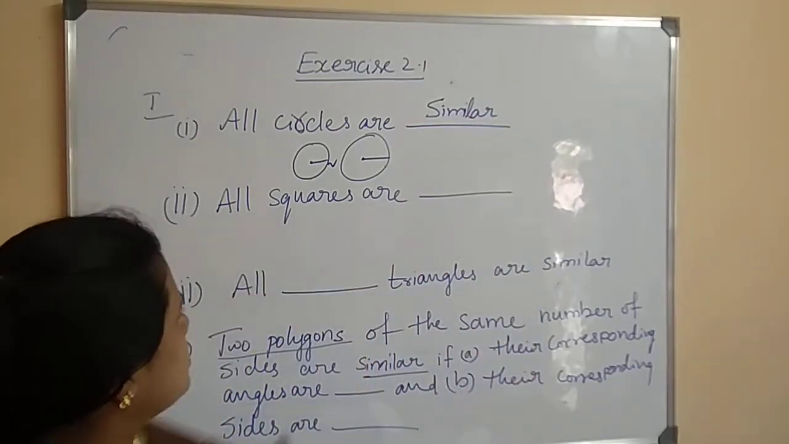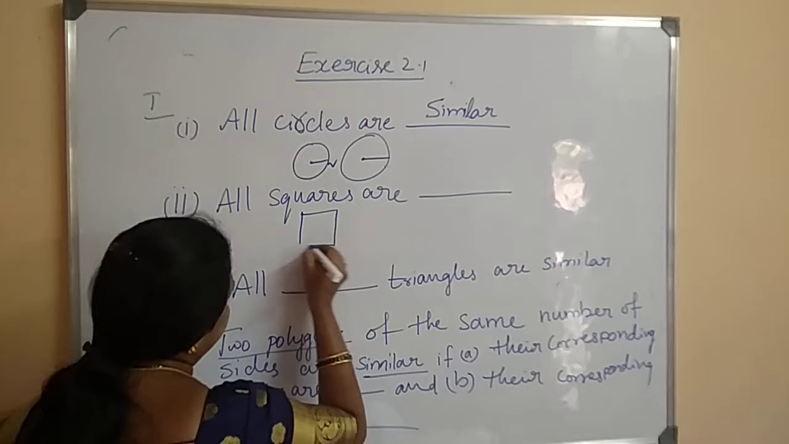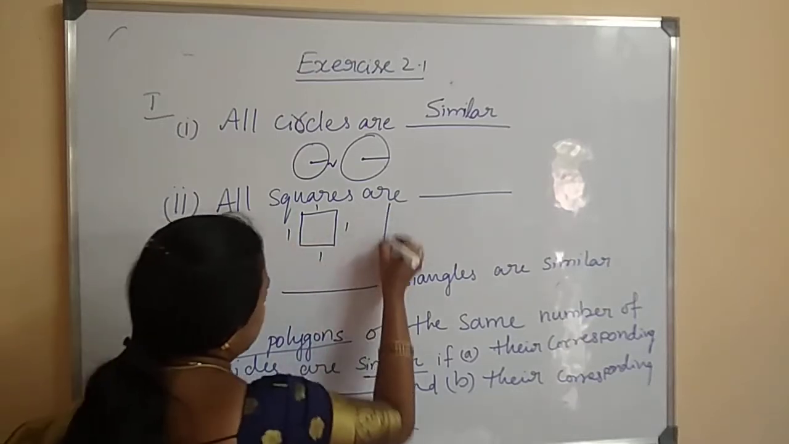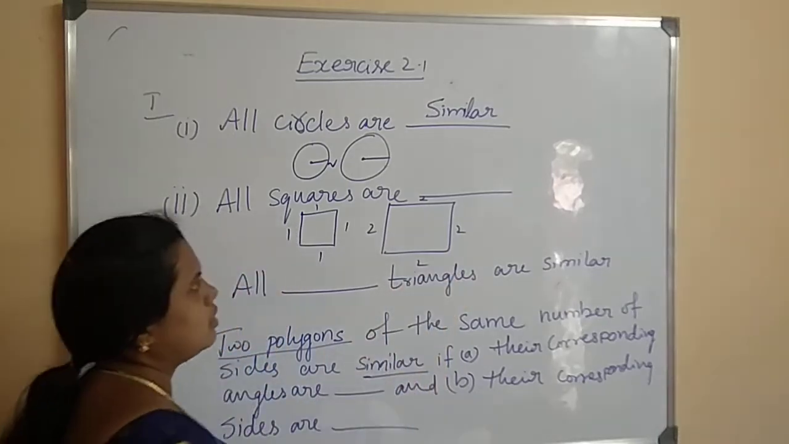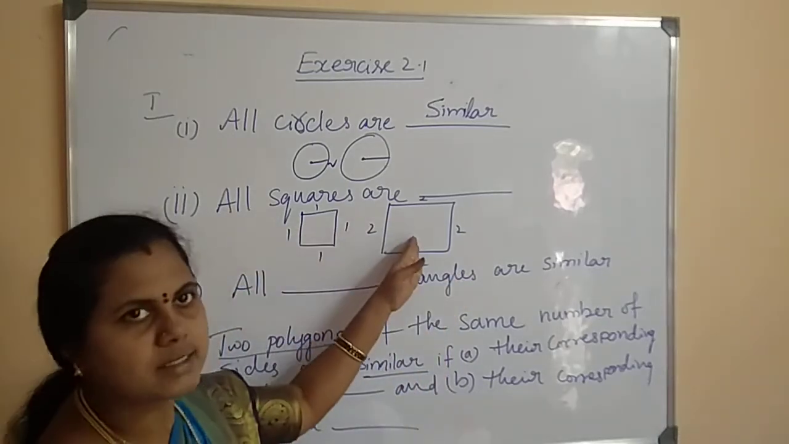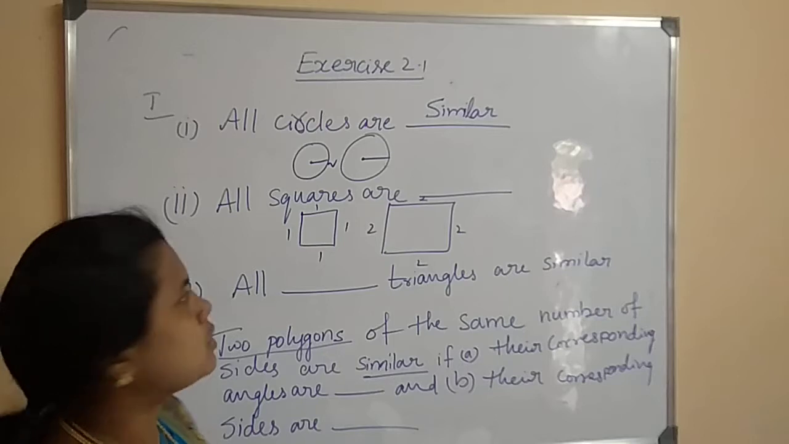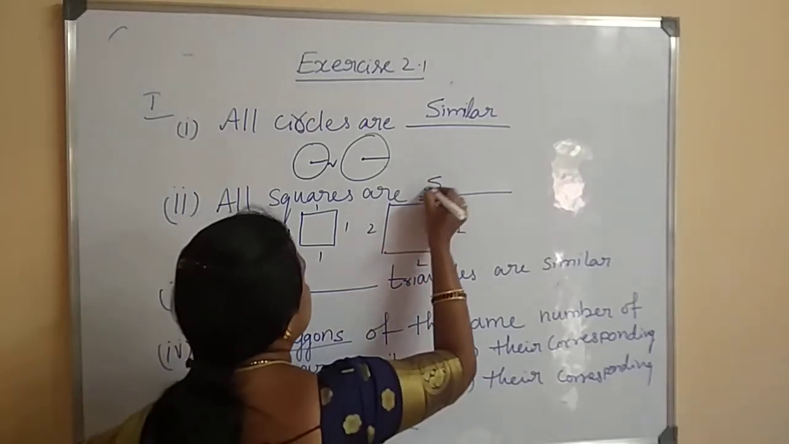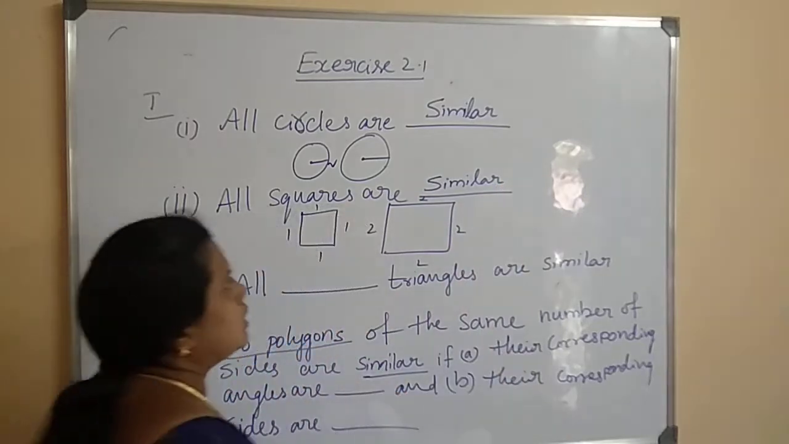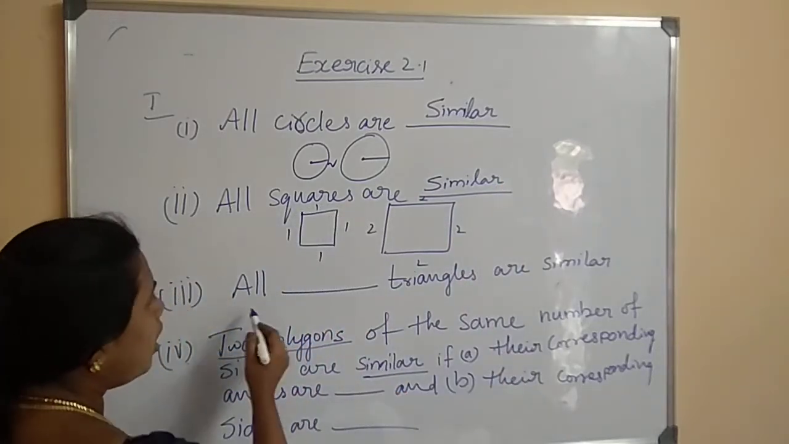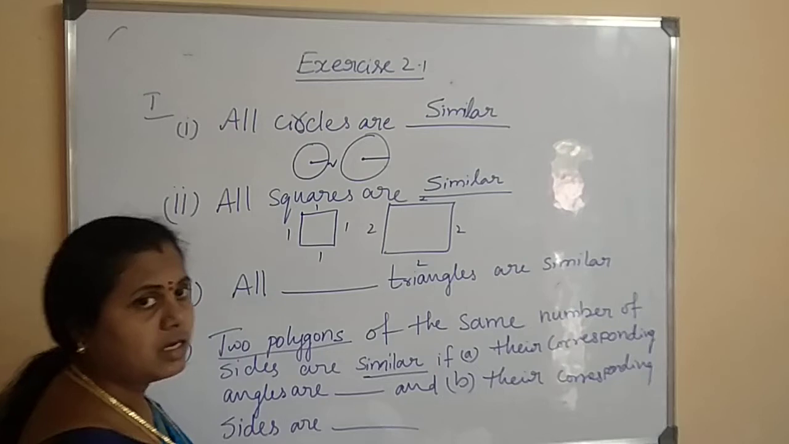Then all squares, whatever the square. See 1 centimeter, 1 centimeter like that. Take like a 2 centimeter, 2 centimeter, whatever it is. Angles are same but sides are in proportion. That's why they are similar. That's why they are same in shape. Similar. All dash triangles are similar.